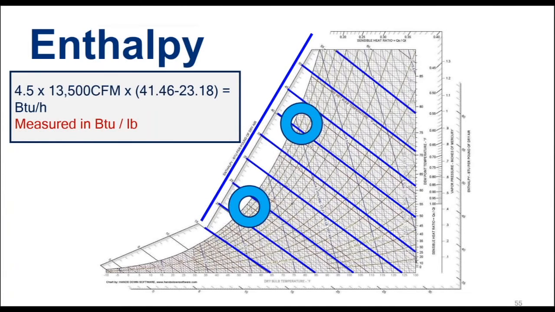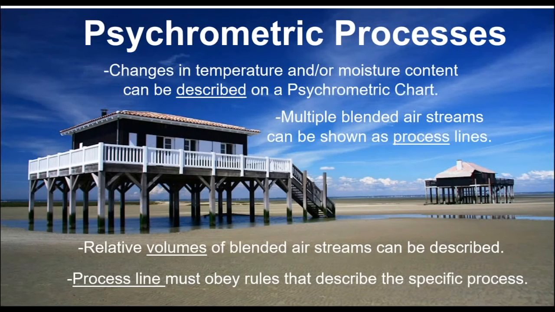This came from the example we saw earlier, 13,500 CFM, up there at 41.46 BTUs per pound. That's the enthalpy. So we would suggest that when you take a look at the data, you then look at the psychrometric chart, determine which one you should use based on the higher level of energy required to make sure you provide enough dehumidification.